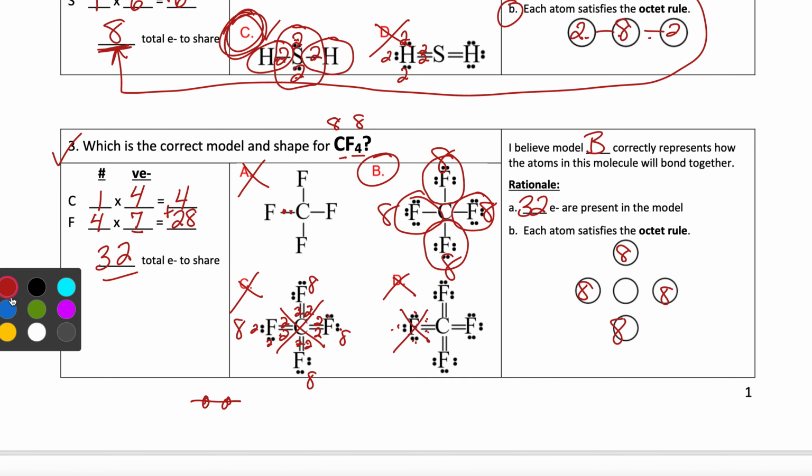And then don't forget about your center atom. Carbon has 2, 4, 6, 8. Carbon makes all these single bonds, and it has 8. So we took 32, divided them up, shared them so that everybody gets 8.